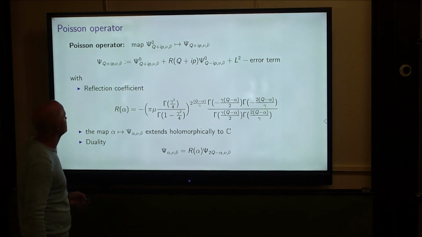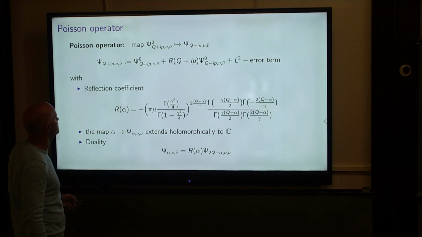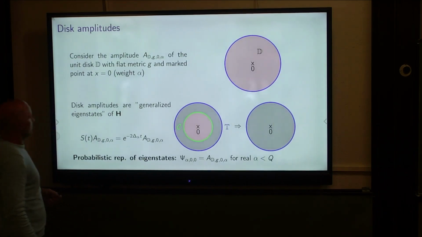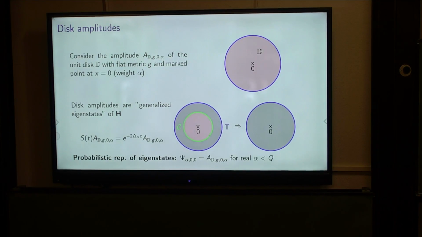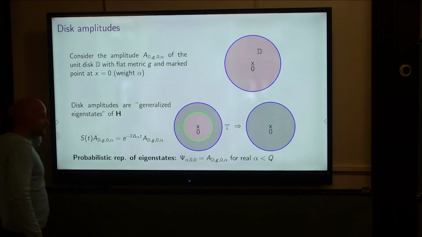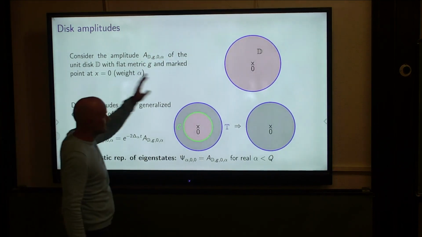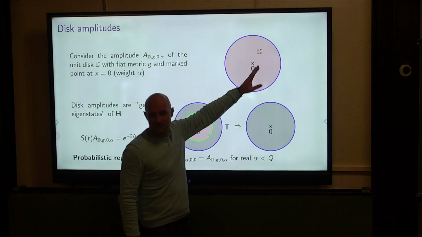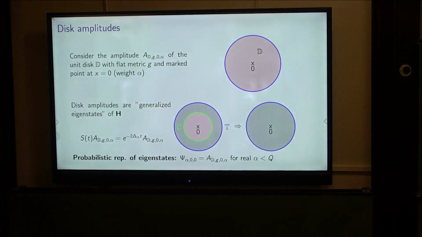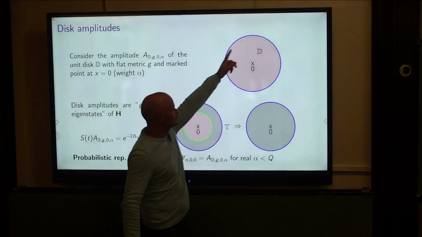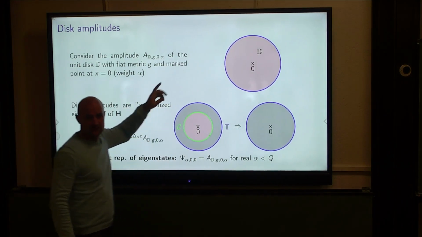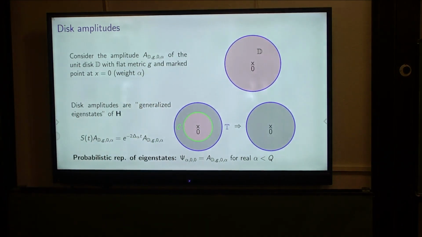I will try to explain with Segal how you identify the eigenstates. Okay, so there is a geometric way of understanding the eigenstates. So let's take the amplitude of a disk with a marked point inside. This amplitude has only one boundary, so it can be seen as an element in the Hilbert space.